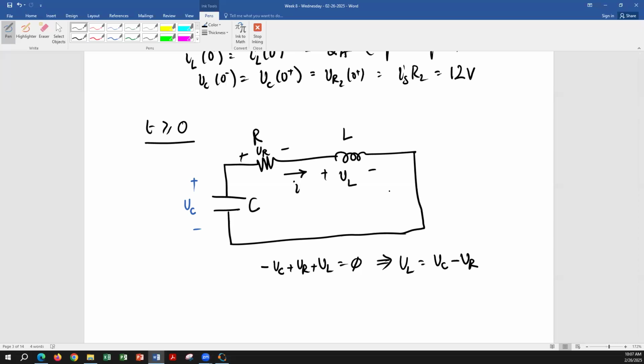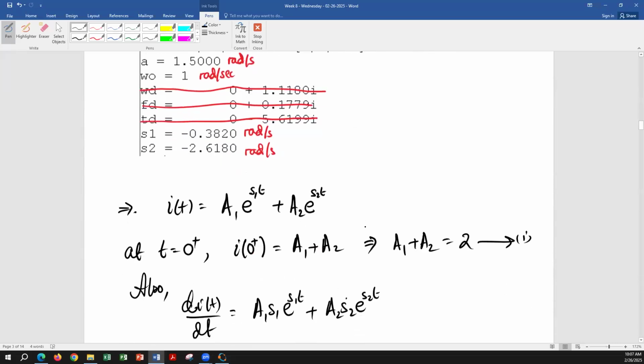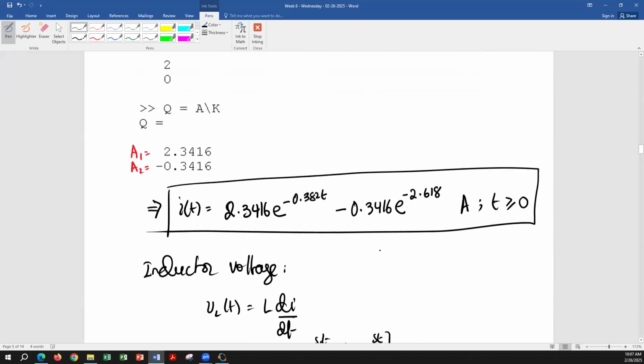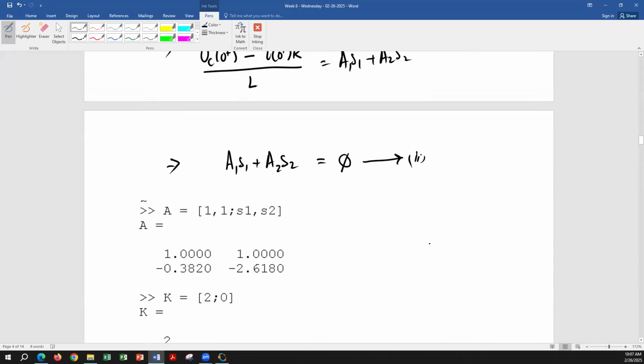And that's what you see in the inductor voltage equation. If you put t is equal to 0 in the inductor voltage equation, you're going to have negative 1.7889 and positive 1.7889, which will cancel each other. That shows the initial value of the inductor voltage is going to be 0. But remember, inductor voltage can change instantaneously. Here, of course, it's not, but it can. Capacitor current can change instantaneously, and inductor voltage can change instantaneously. But this result confirmed our second equation, that this is equal to 0.